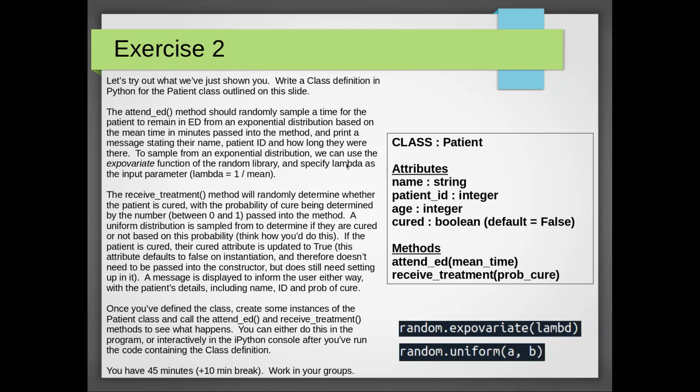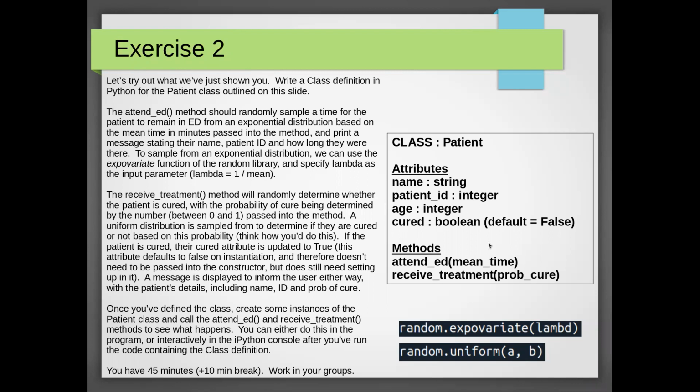Now, to sample from an exponential distribution, we can use the expovariate function of the random library. So you'll need to import that, and you can call this function here. For the expovariate function, you need to give what's known as the lambda parameter. We'll come on to that a bit more when we look at SymPy, but for now, lambda is basically just 1 over the mean. It's the inverse of the mean. So whatever the mean value is, you take 1 over it, and that's the value you need to pass in.